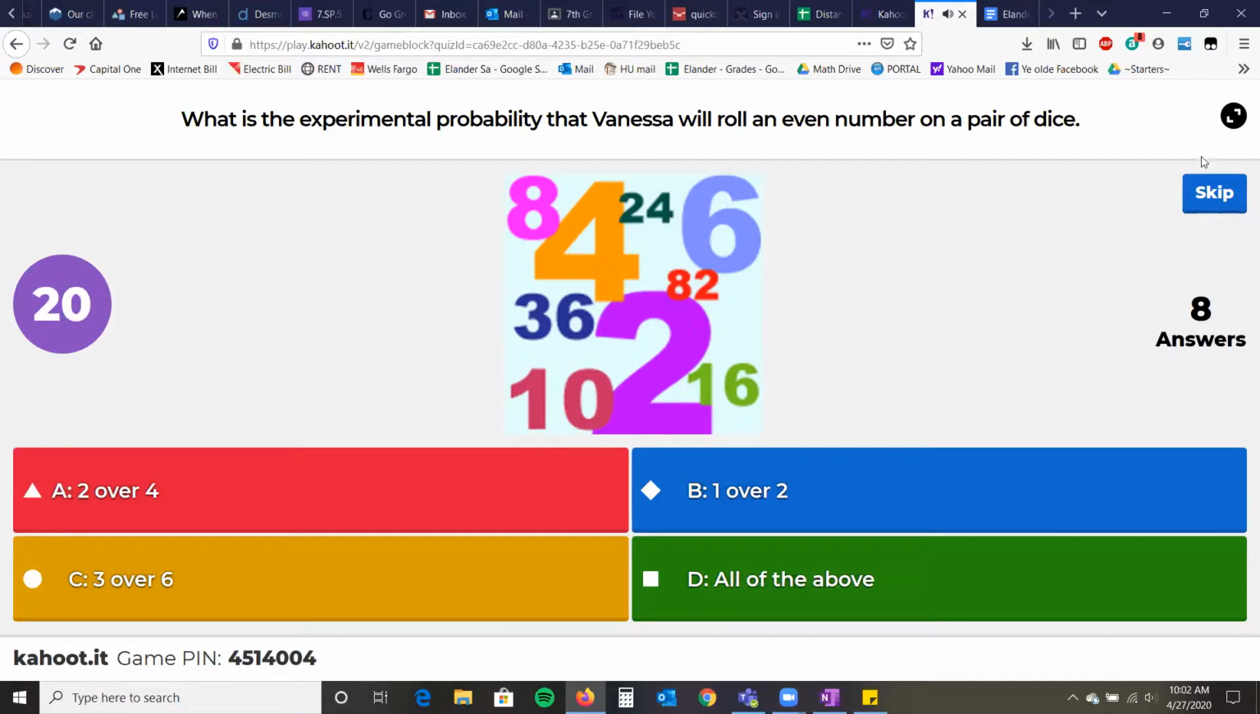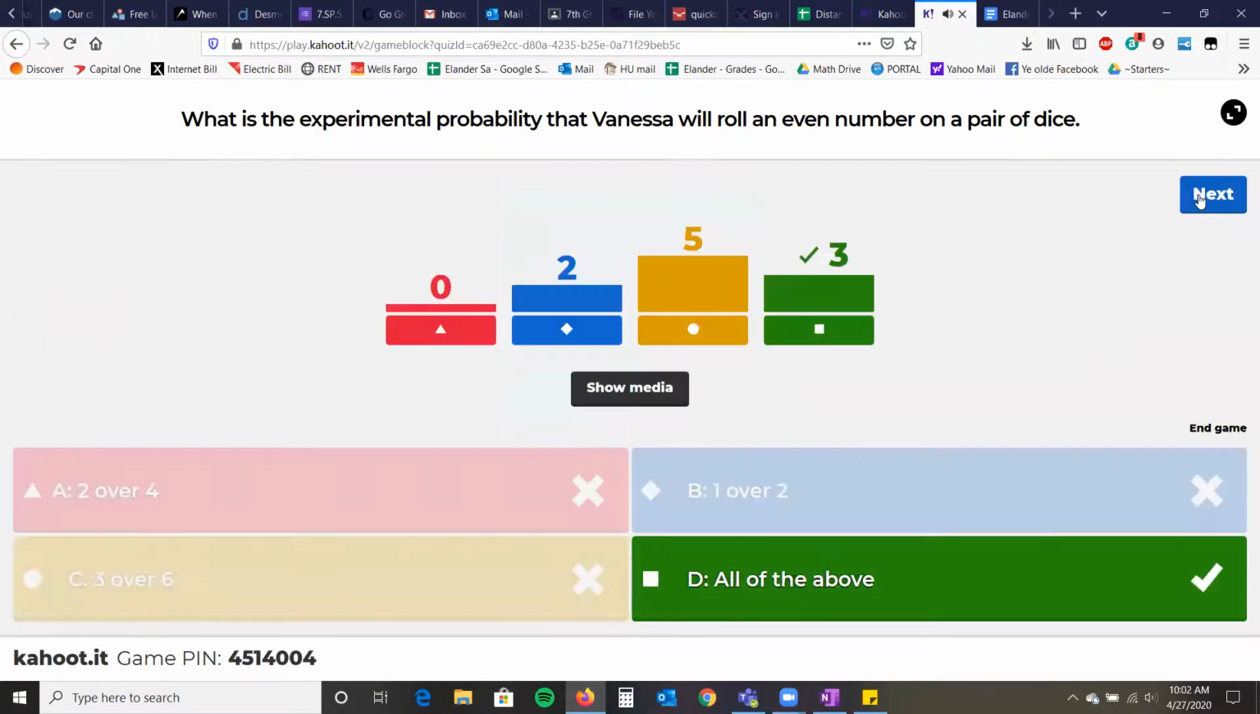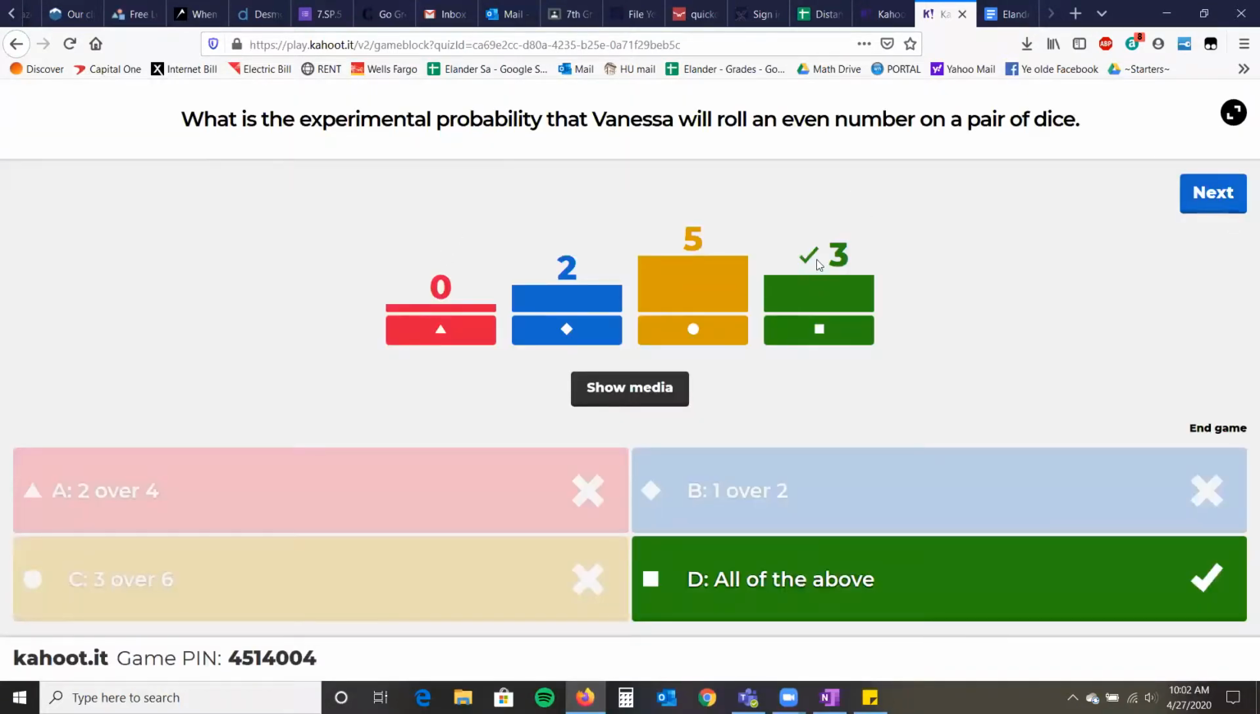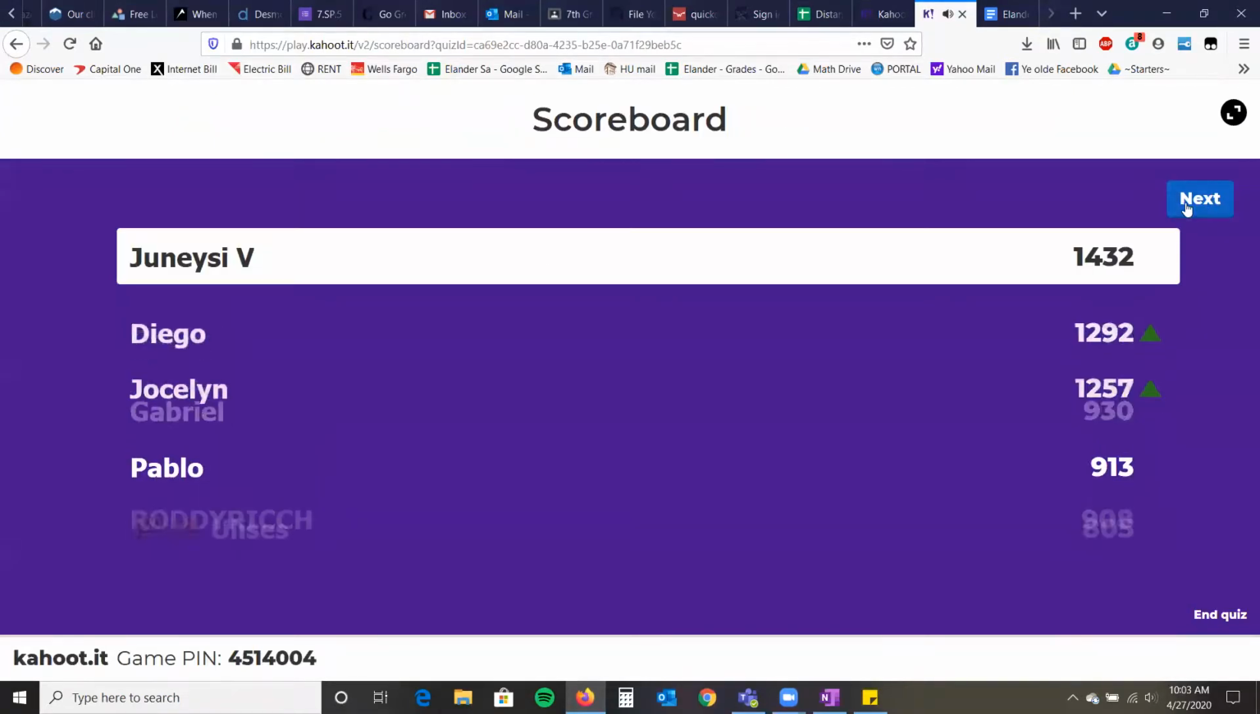It just says. Oops, sorry. I jumped the gun a little bit on that. So 2 over 4 or 3 over 6 or 1 over 2, right? Those will all keep simplifying down to 1 over 2. So for the probability of getting an even number, there's even numbers and odd numbers on each, and they have the same probability.